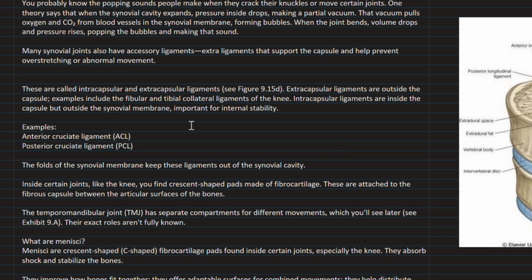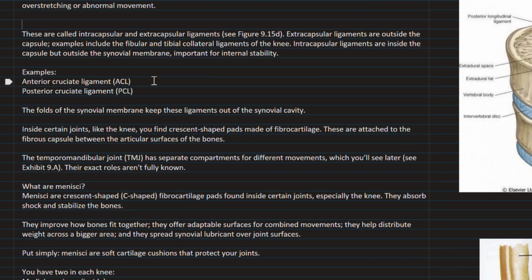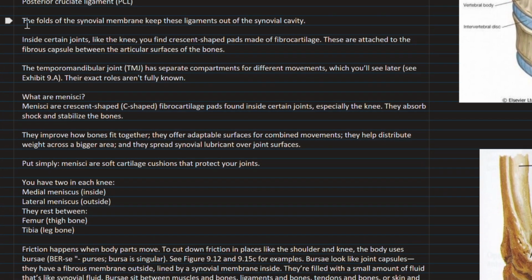Intracapsular ligaments are inside the capsule, but outside the synovial membrane, important for internal stability. Examples: anterior cruciate ligament, ACL. Posterior cruciate ligament, PCL. The folds of the synovial membrane keep these ligaments out of the synovial cavity.